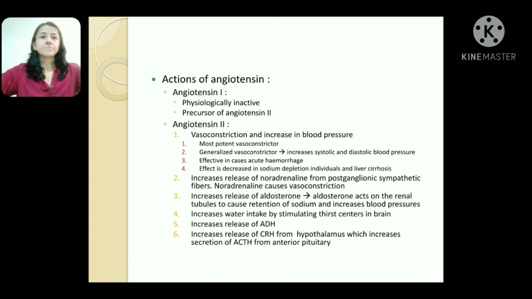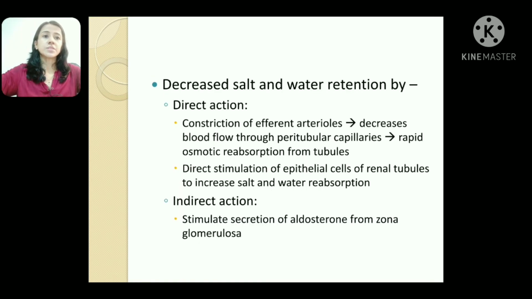Now this corticotropin releasing hormone from the hypothalamus increases secretion of ACTH from the anterior pituitary, and ACTH in turn stimulates the adrenal cortex. Salt and water retention is increased by angiotensin 2 in two ways. Number one is direct action, and second is indirect action. In direct action, there is constriction of efferent arterioles, and as efferent arterioles are constricted, blood flow through the peritubular capillary is reduced, and therefore there is rapid osmotic reabsorption from the tubule. Another direct action is stimulation of epithelial cells of the renal tubules, which increases salt and water reabsorption. Indirect action is that it stimulates secretion of aldosterone from the zona glomerulosa, and aldosterone increases sodium and water retention.